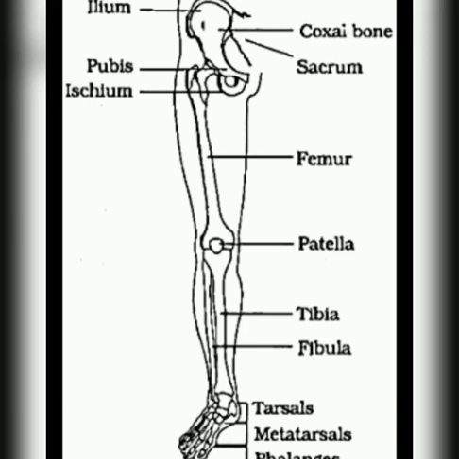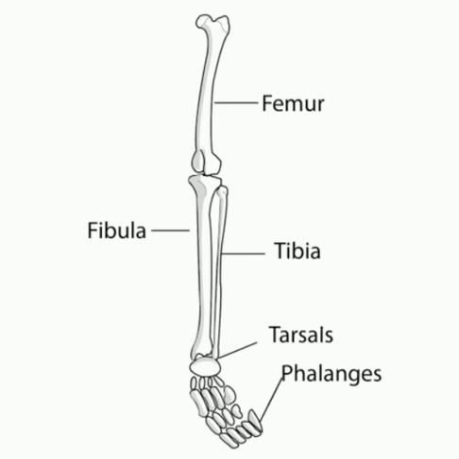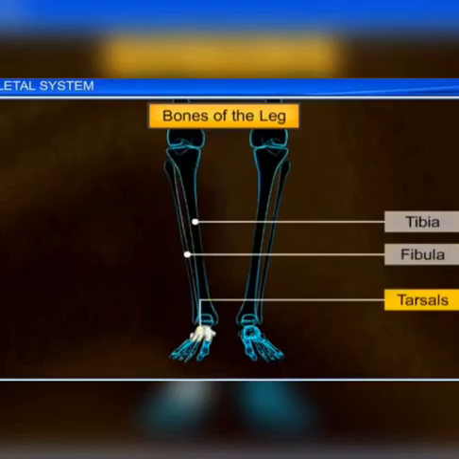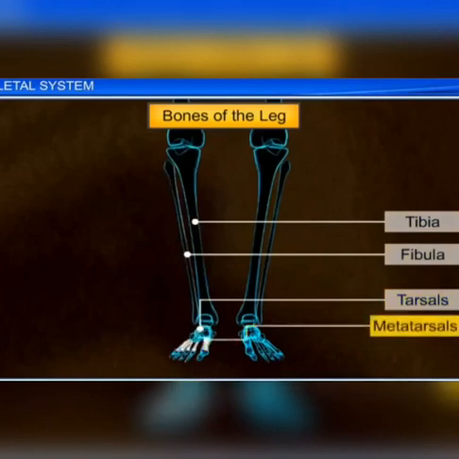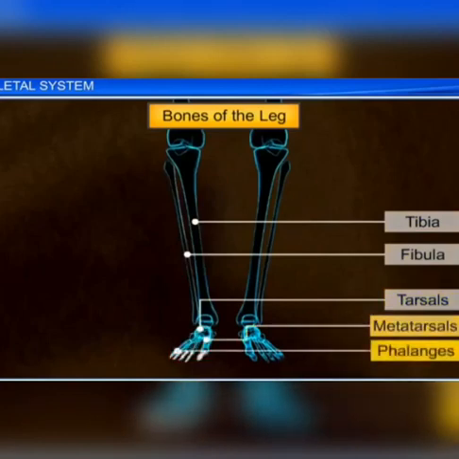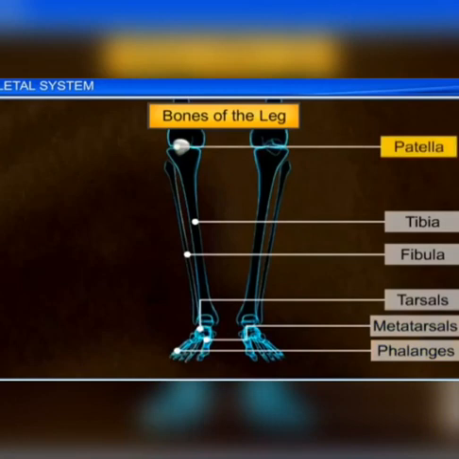The foot includes the bones of the ankle, the tarsus, metatarsus, and the phalanges. The tarsus is made up of 7 bones called tarsal bones. The metatarsus consists of 5 bones called metatarsals, and the phalanges consist of 14 bones in the toes, which are smaller than the other fingers. So that's all about the appendicular skeleton.